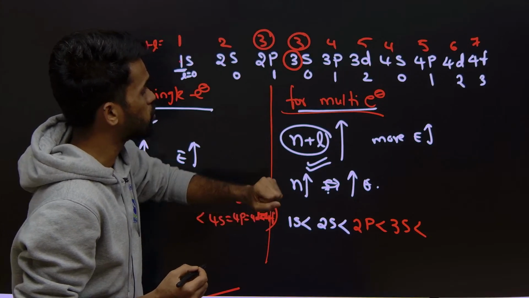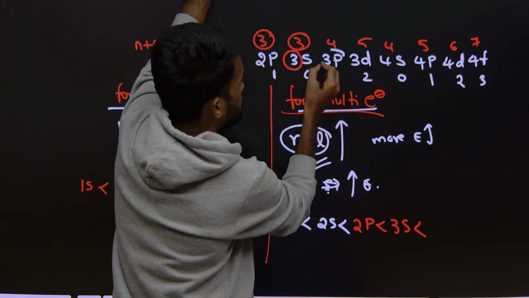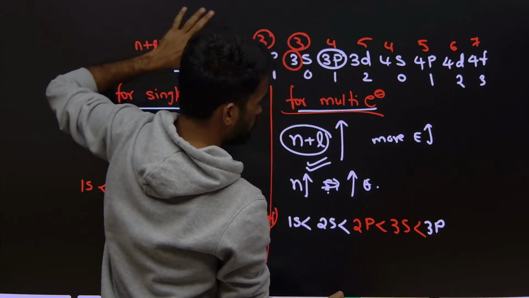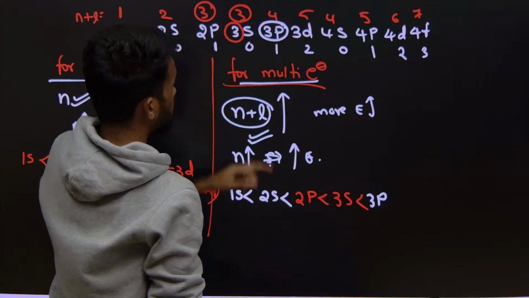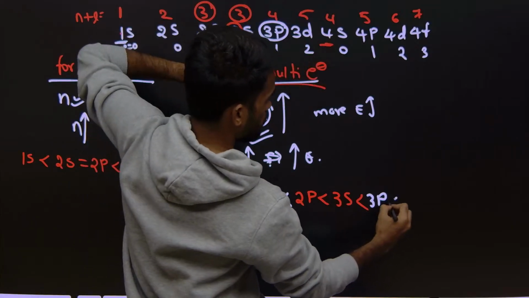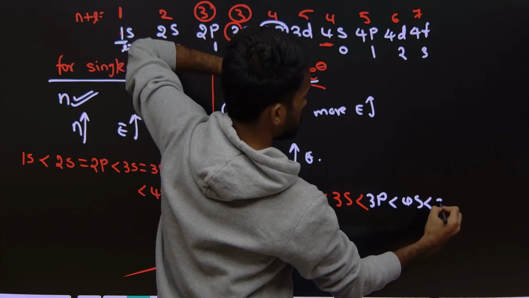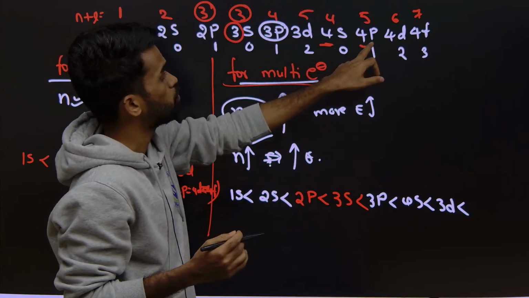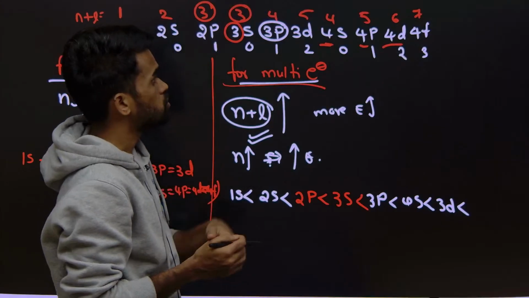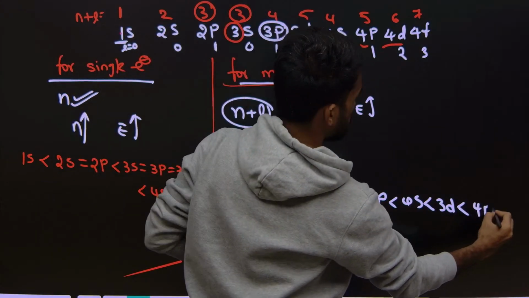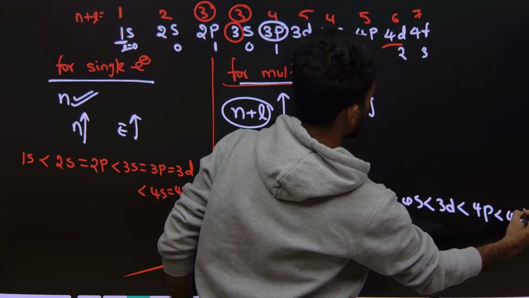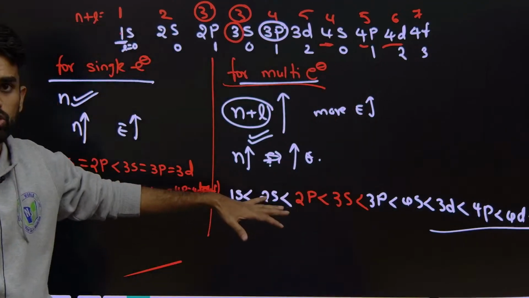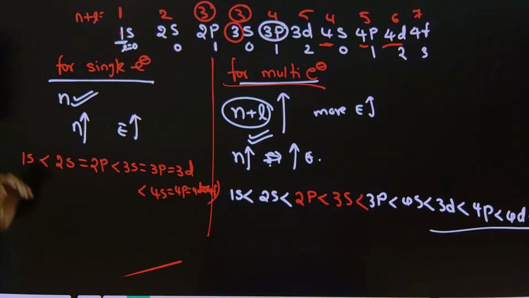So what we need to consider? 3p here, n value is 3, so 3p, and after this here it is 4, so write 4s is lower energy than 3d. Okay, and after this 4p, 4d. So 4p, and the next 4d, next 4f. This will be the case for multi-electron system, and the earlier one will be for single electron system.